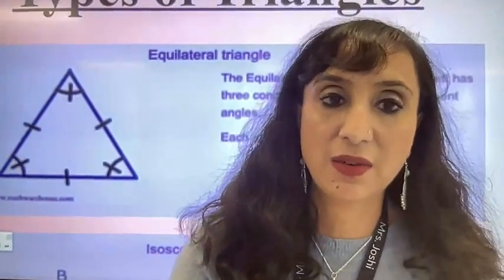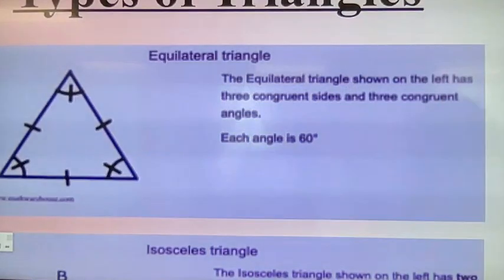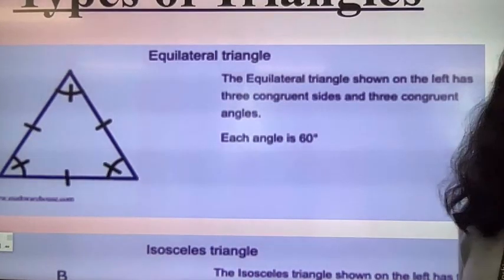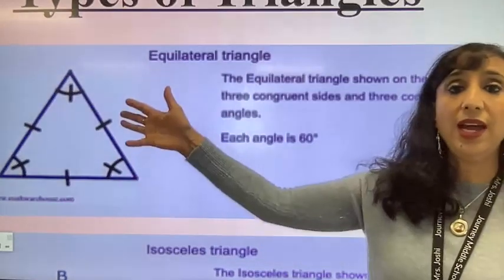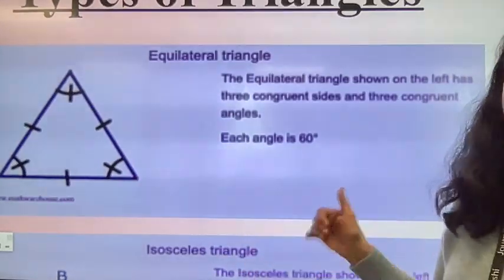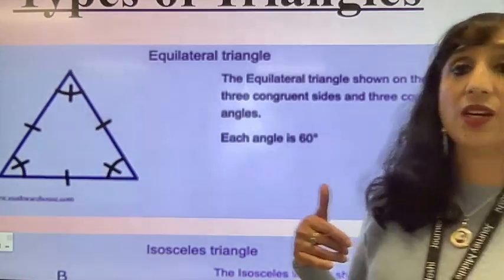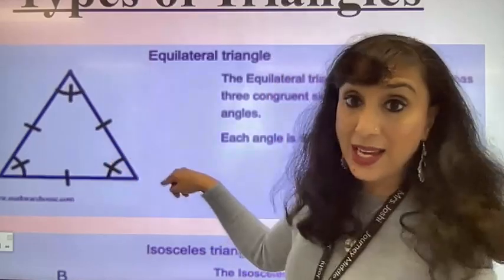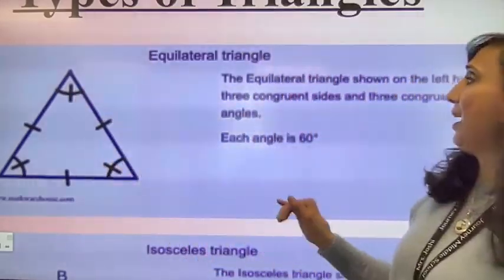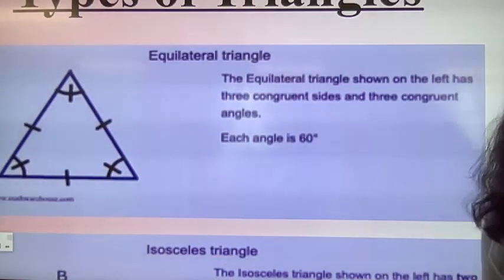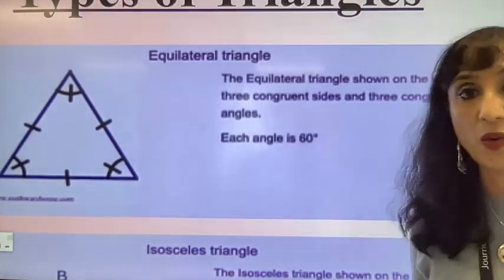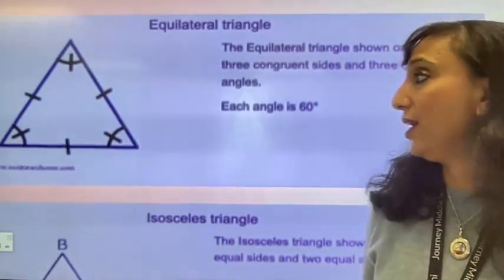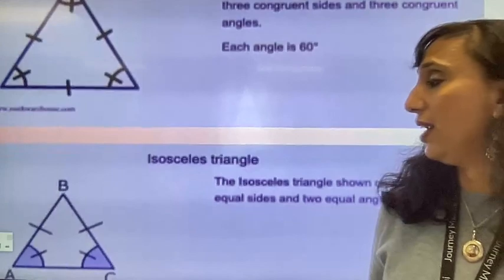types of triangles. Okay, so the first kind of triangle is an equilateral triangle. And in an equilateral triangle, as you can see over here, all the angles and all the sides are congruent. We're going to talk about what congruent means: that they have exactly the same measure. Now, all the sides and all the angles have exactly the same measure, and so therefore you have three congruent sides and three congruent angles, and each angle is 60 degrees. They equal 180 degrees. So in every triangle we have 180 degrees.